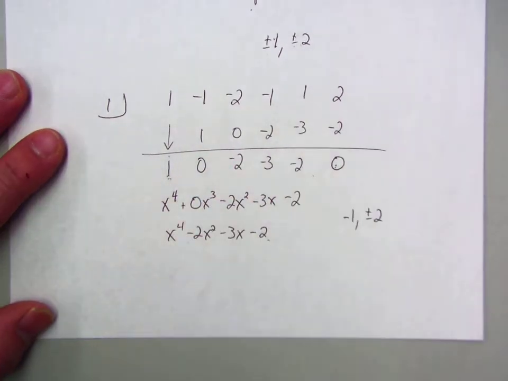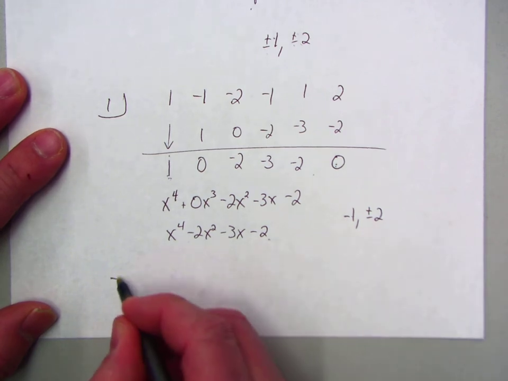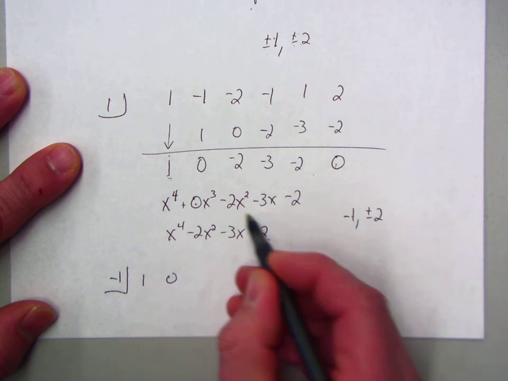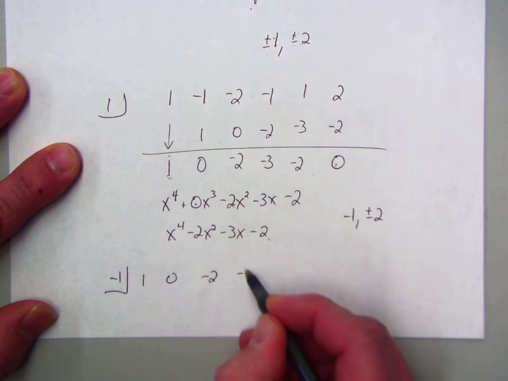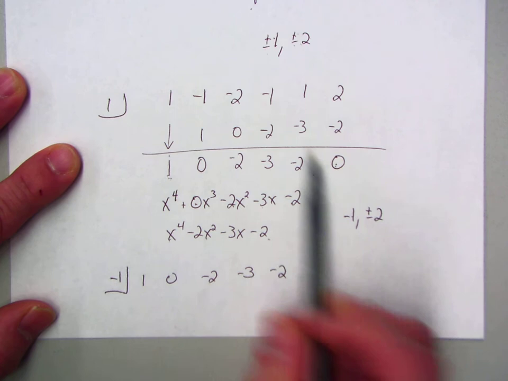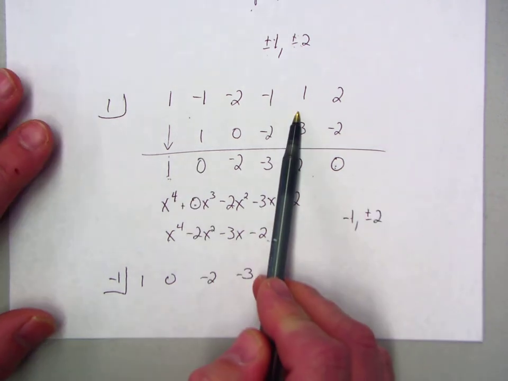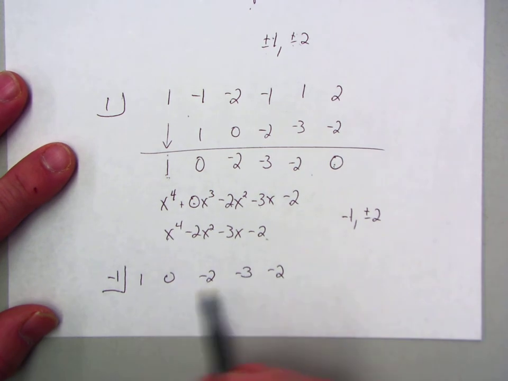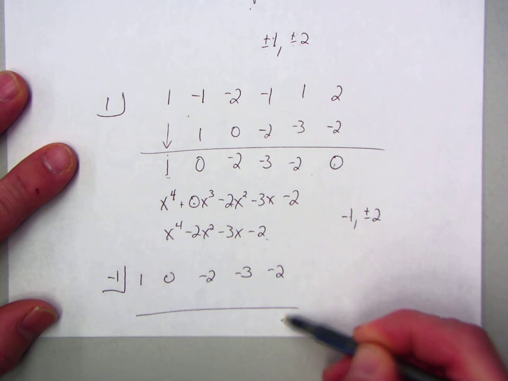All right, so we set up the division again. Let's try -1. This time we have 1, 0, -2, -3, and -2. I'm not using the original one because we don't need to anymore. We decreased it by 1. So we're going to try this again, and our goal is for the last one to be a 0 again.